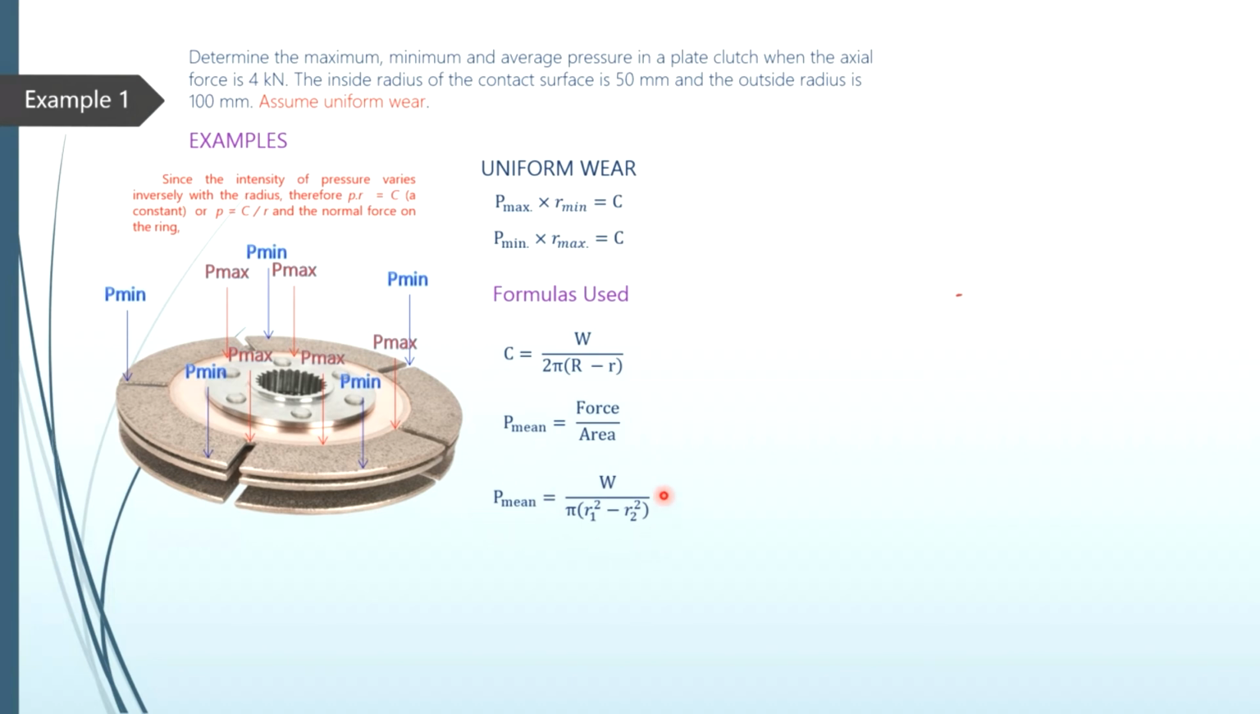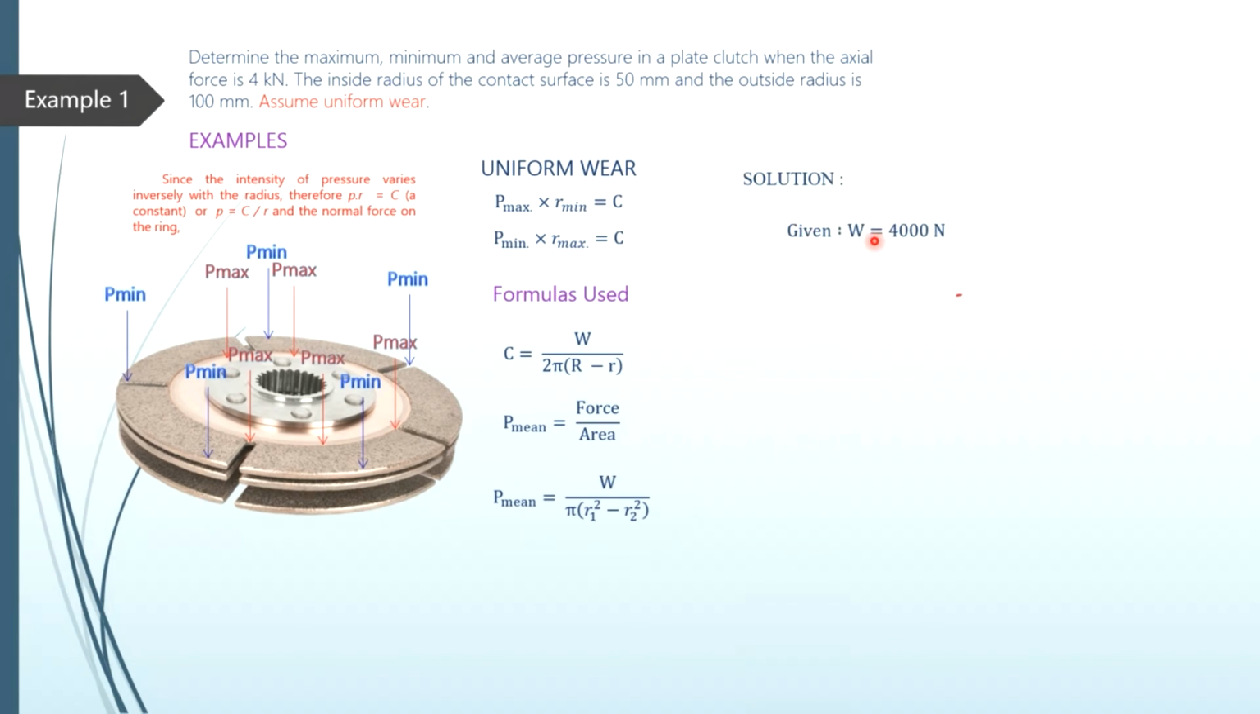That can also be applied to uniform pressure theory. But here, what we are looking at is uniform wear. So for uniform wear, you have max, min, and average. But in uniform pressure theory, you only have the average. You don't have P max, P min, because the pressure is the same everywhere.